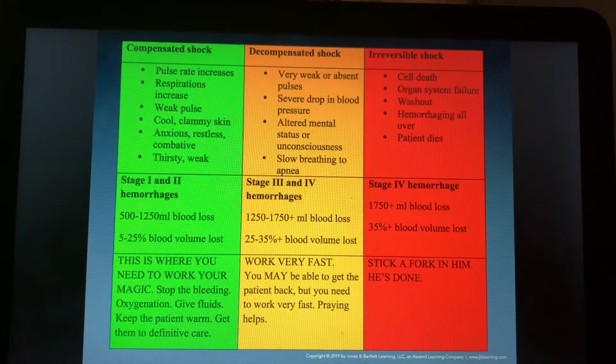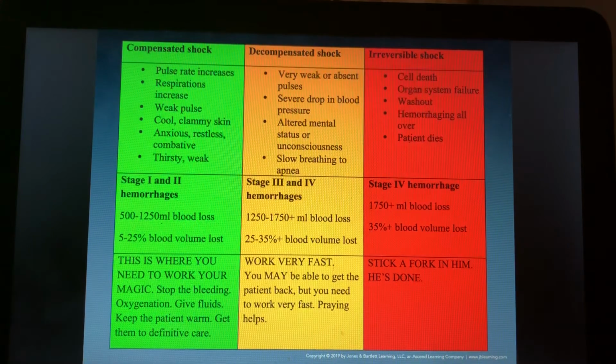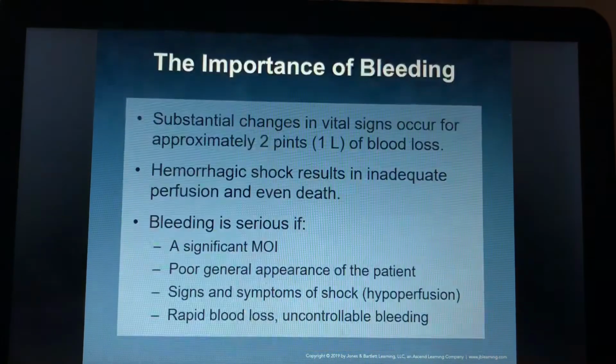Here's how I learned it. I'm going to leave this in here. I'm not going to go over it too much with you. You really need to worry about the classes of shock and the amount of blood loss that's been done. But here you go. This is kind of my way. I just put this in here for you.